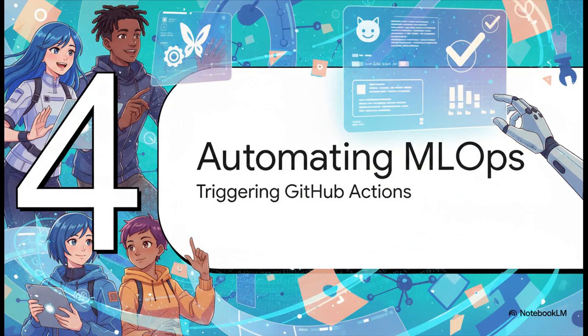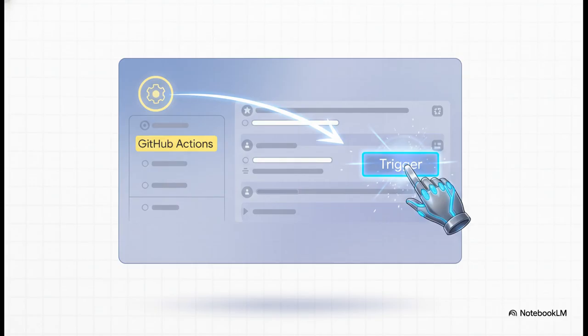Okay, answering questions is awesome. But what about actually doing stuff? Let's switch gears and look at a super practical use case, especially for anyone in MLOps. We've all been there, right? The tedious task of generating model validation reports. Well, let's automate that. Right from the UI, you can see and trigger your repository's GitHub Actions.